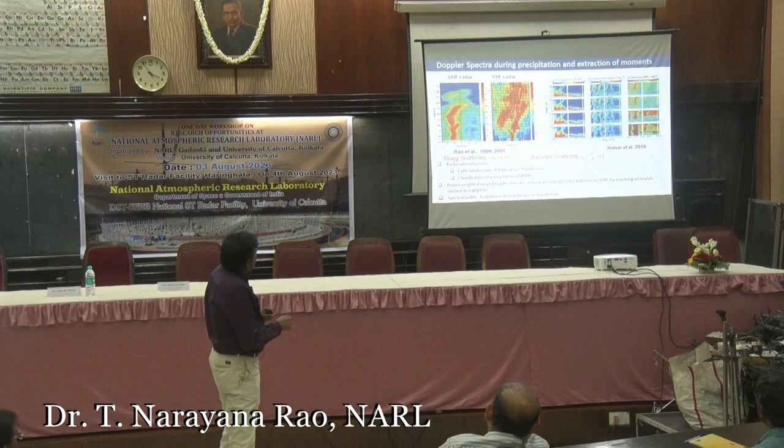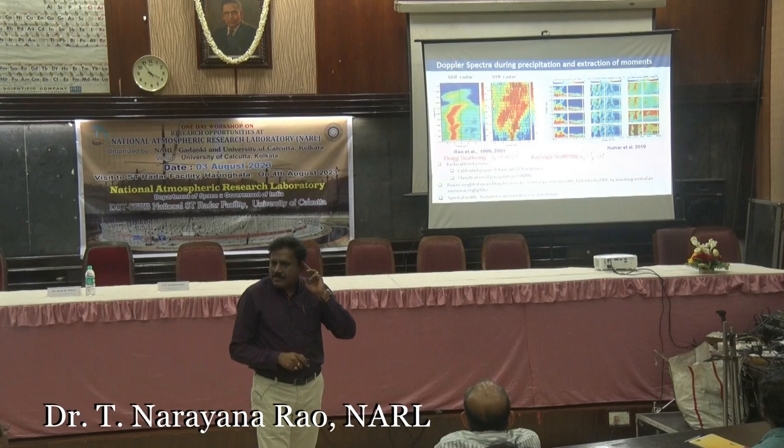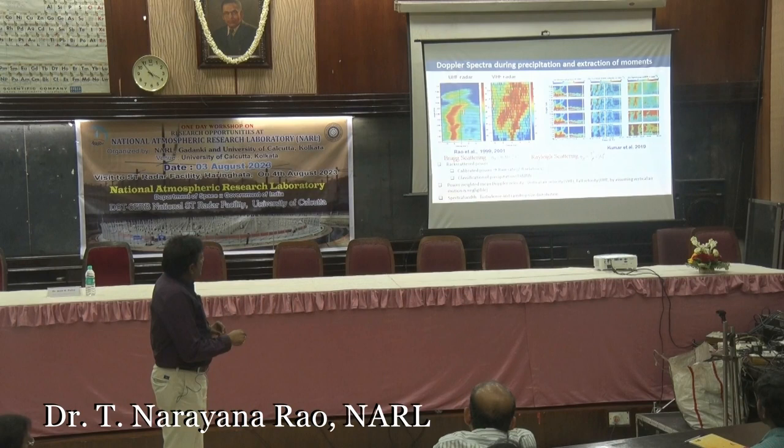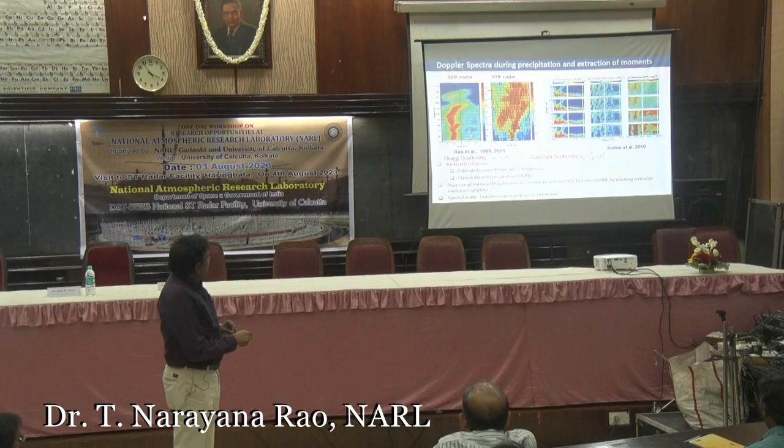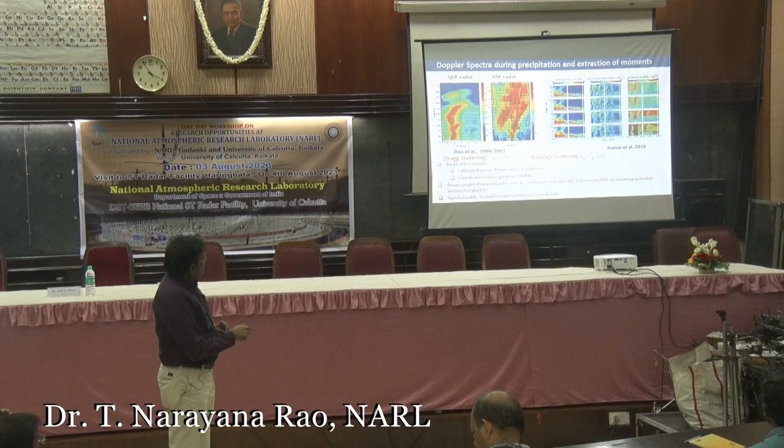Whereas a UHF radar, ultra high frequency radar, operates at 1.3 gigahertz. Because of Rayleigh scattering, the lambda is small, so you will get a strong backscatter. You see only the precipitation echo, not the clear air echo. So only one echo you will get. As the frequency increases, you get only one echo. At VHF you get both the echoes. But the problem here is, how do we segregate these two echoes? Because sometimes they are very close. So these kinds of problems are there.